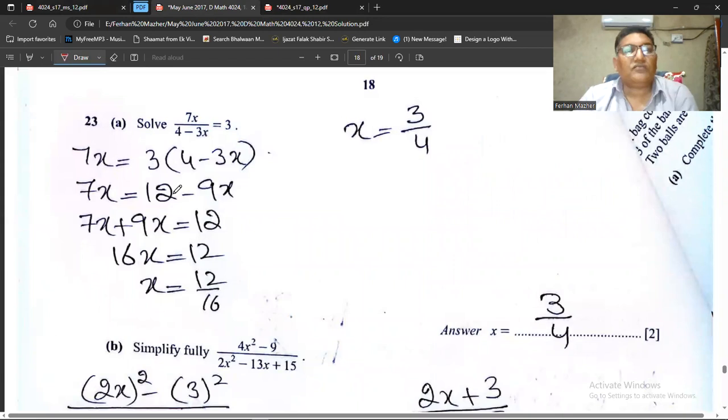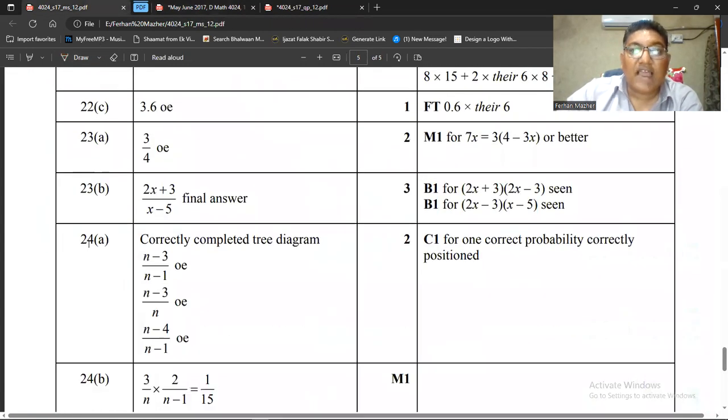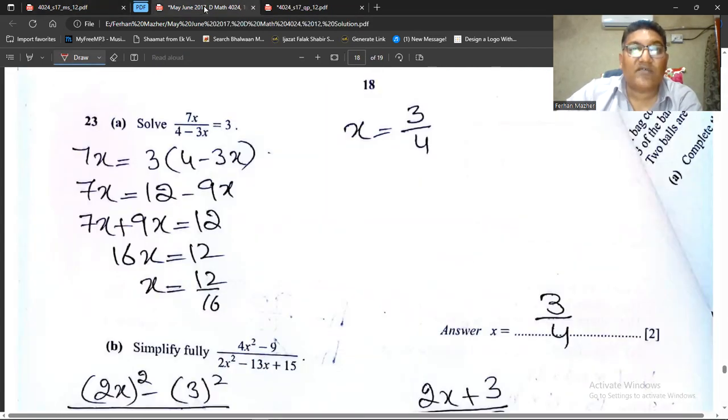So 7x will be equal to 3 bracket 4 minus 3x. So 7x will be equal to 12 minus 9x. 7x plus 9x will be equal to 12. 16x is equal to 12. x will be equal to 12 divided by 16, and x will be equal to 3 by 4. So x is 3 by 4. So our answer is right.